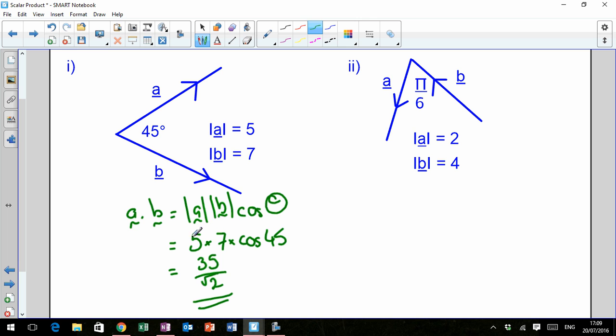Okay, now it's just as simple as using other formulas on the formula sheet. You have to understand what it is and understand how to use it. Okay, and question 2 there is a little bit trickier, because both vectors are not leaving that meeting point. One is traveling away from it, but vector B is traveling towards it.